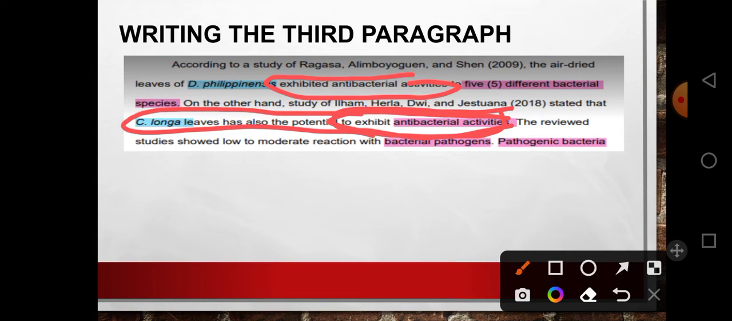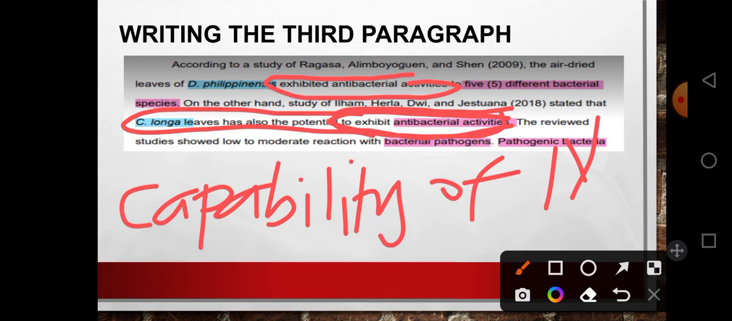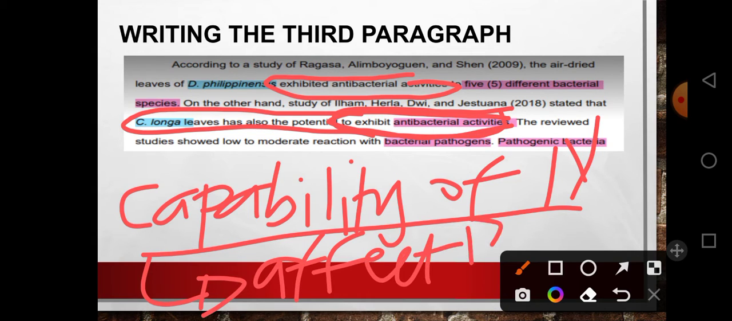So what can we infer from these phrases? Did we introduce the capability of the IV? Obviously, class, the answer is yes. We introduce the capability of the independent variable, their potential to affect the dependent variable.